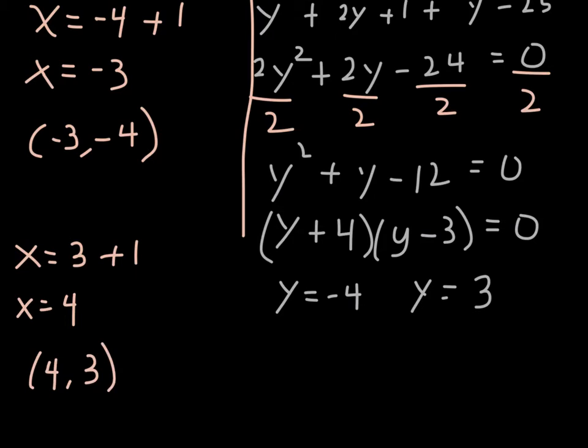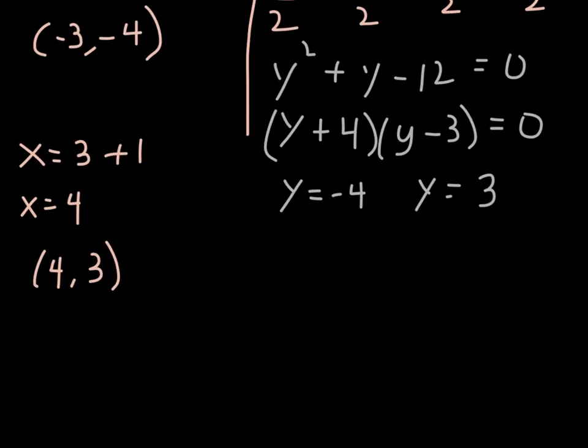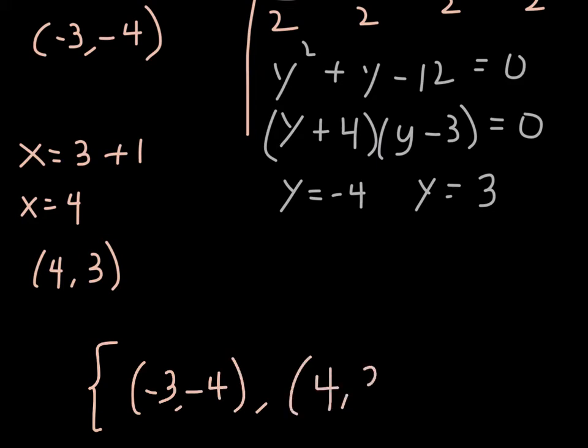I'm going to write my final answer as a solution set, okay? I'm going to ask you to do the same thing. So here's my solution set. One point of intersection is -3, -4, and the other one is 4, 3.